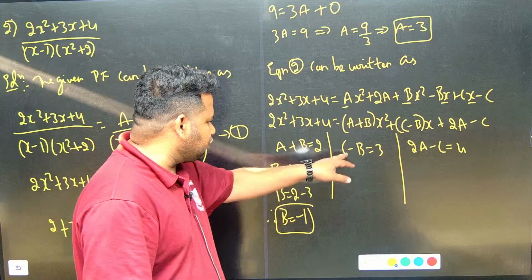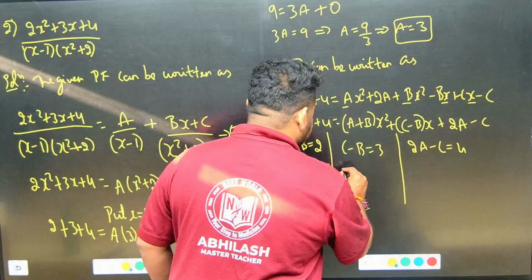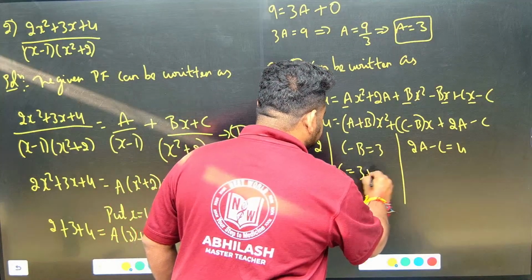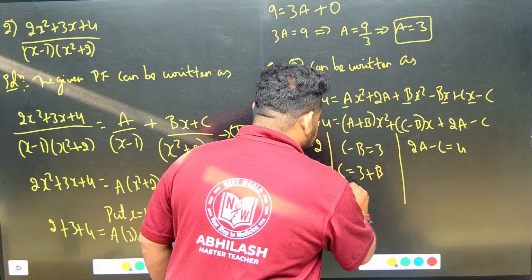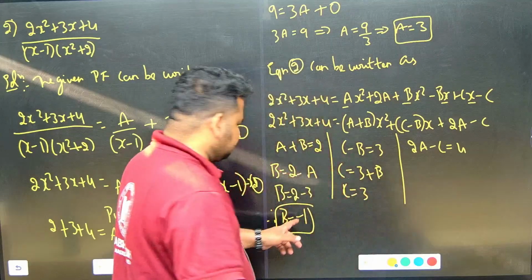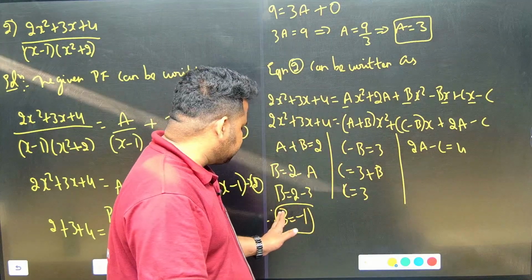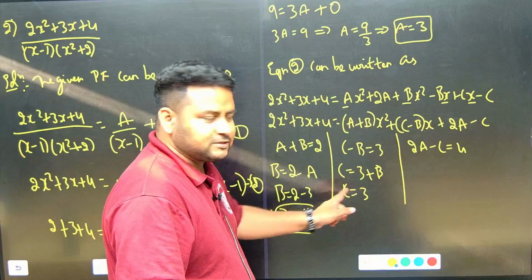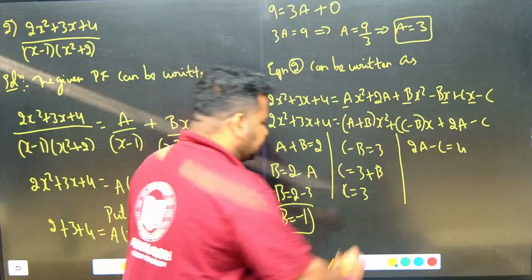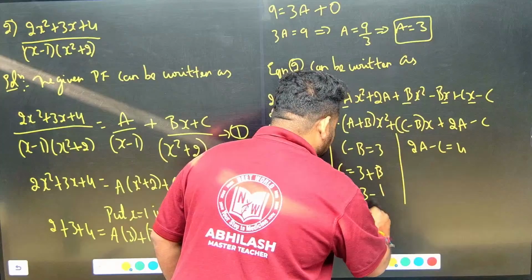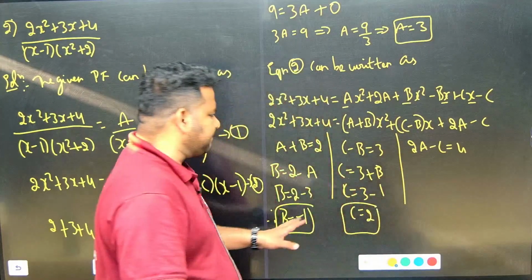Now if I put b is equal to minus 1 in c minus b equal to 3, I can write c is equal to 3 plus b. Sorry, b is equal to minus 1, so 3 plus b means 3 plus minus 1, that is 3 minus 1. So c will be equal to 2. So I got the values of a, b and c.